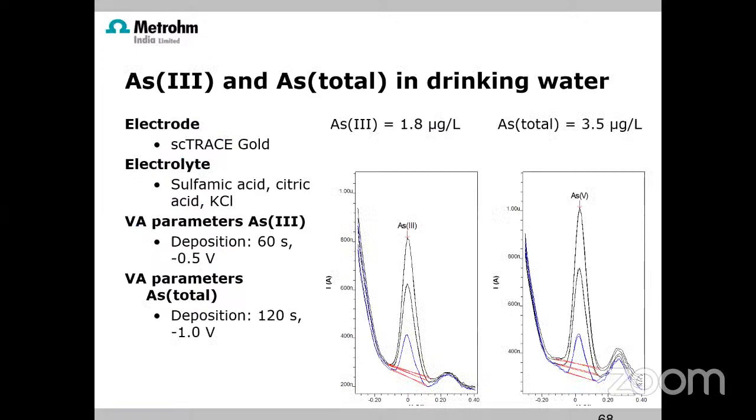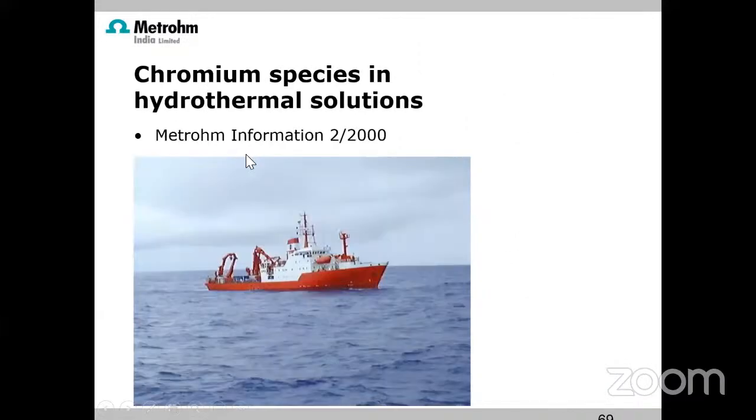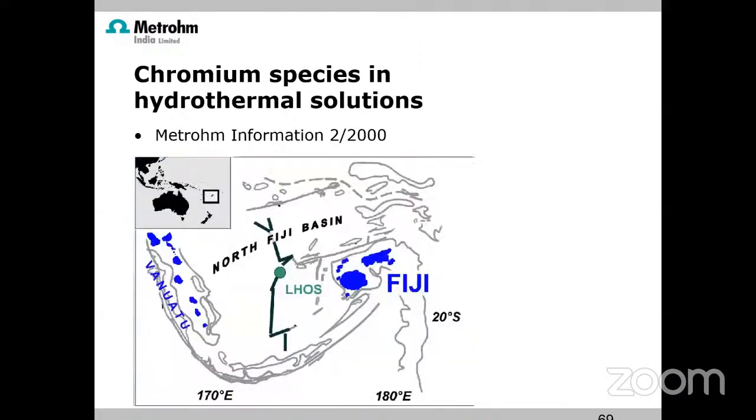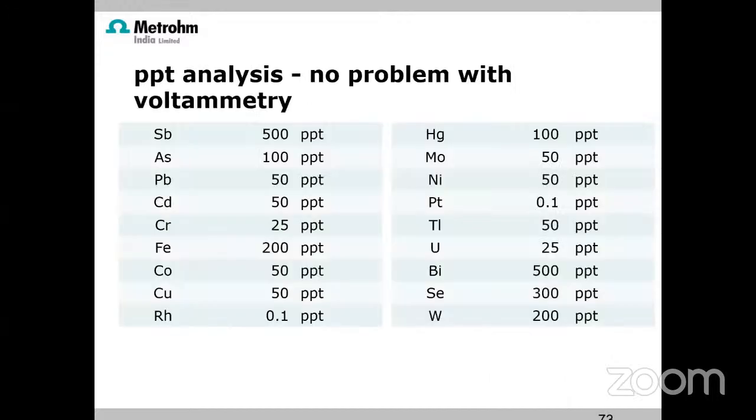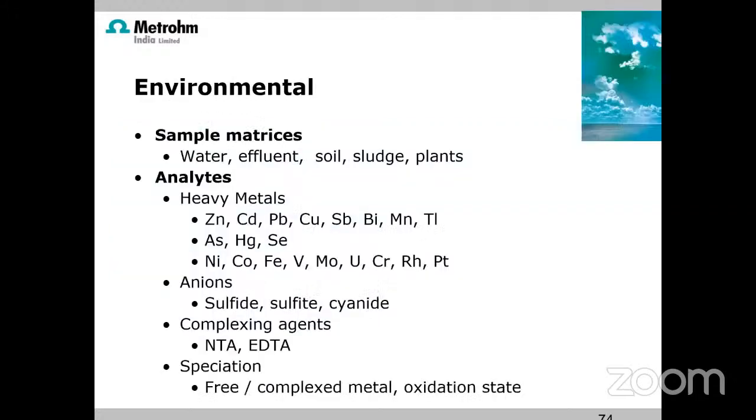Some of the examples are arsenic 3 and arsenic 5. This is done, as I told you, using screen printed electrodes. SC trace means screen printed electrodes. Then chromium species in hydrothermal solutions. We have done this in hydrothermal solutions on a ship. The instrument was carried on a ship, and the analysis was done online in seawater for chromium 3 and chromium 6. Then there is PPT level analysis. These are the analyte capabilities.